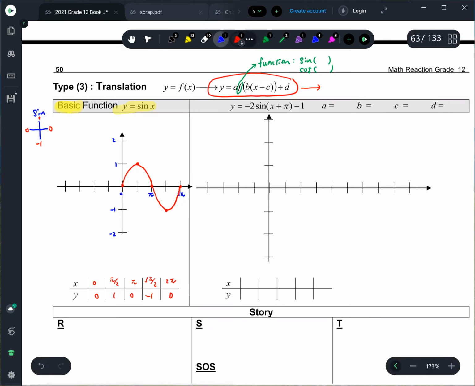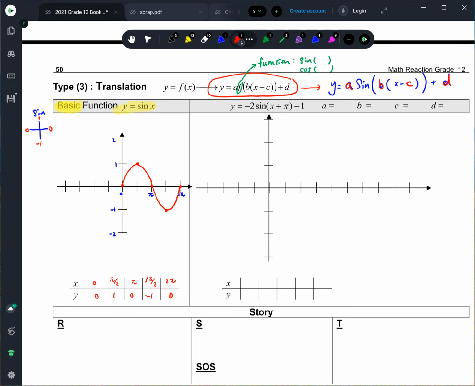So that means our function will look like this. Our form, okay, ABCD form will look like this. A and then sine, right? Instead of F, and B will be here, X minus C bracket plus D. Okay, so A is this one, B is here. Okay, remember the location, right? C, D. Okay, you can copy this down first.